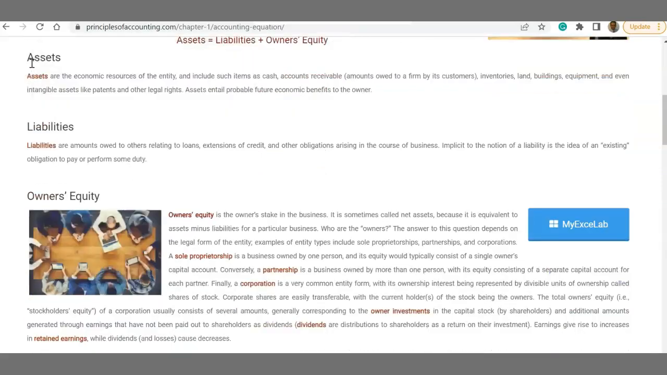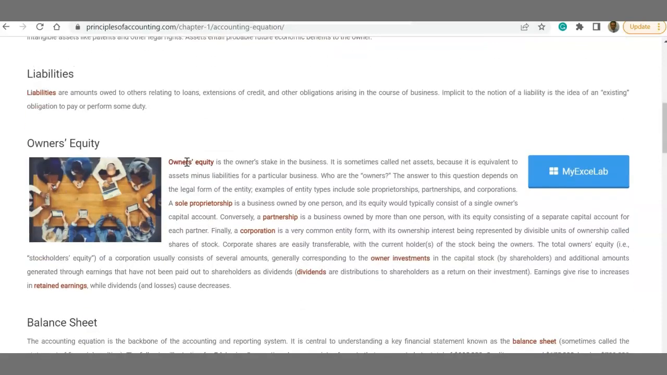Anyway, so we know what an asset is, anything that has future benefit. Liability is anything that you owe to others. Equity is whatever belongs to you and you don't have any liability on it. So your assets minus liabilities ends up being your equity. When you have a business as a sole proprietorship, you call it owner's equity. If it is a corporation, you call it stockholders' equity.